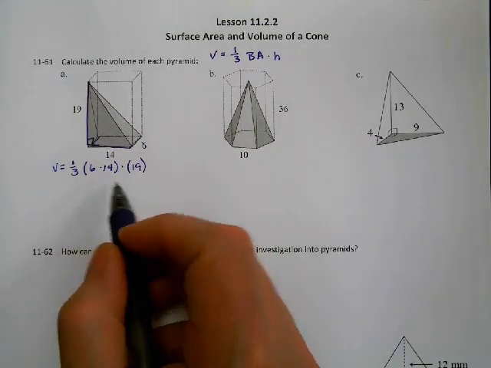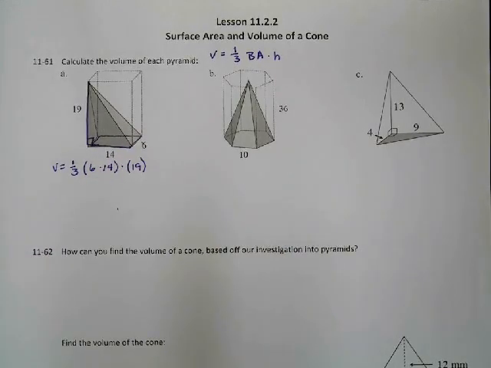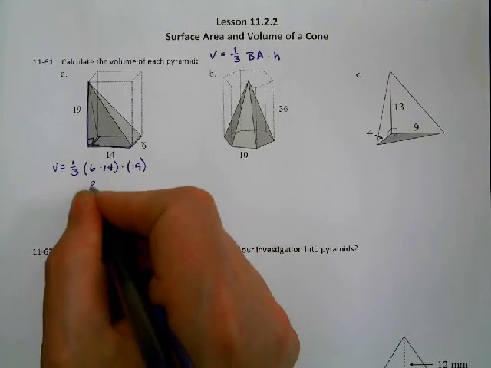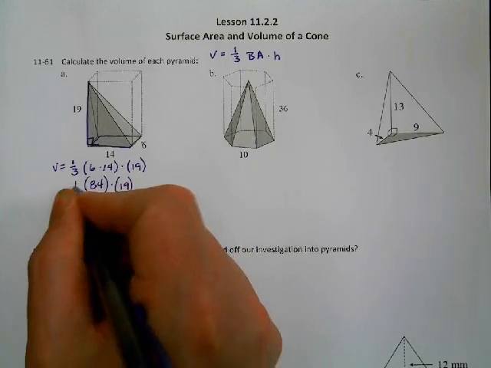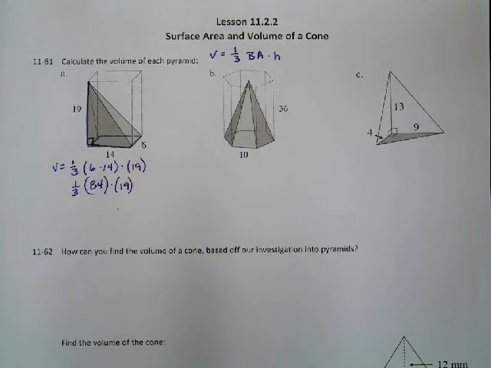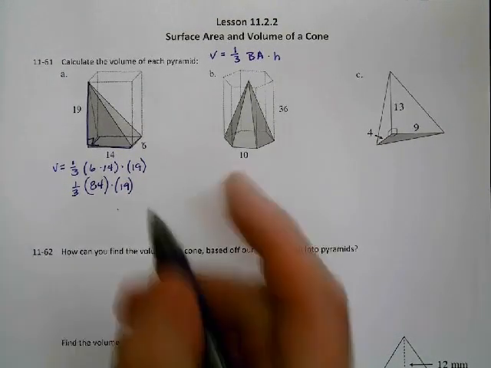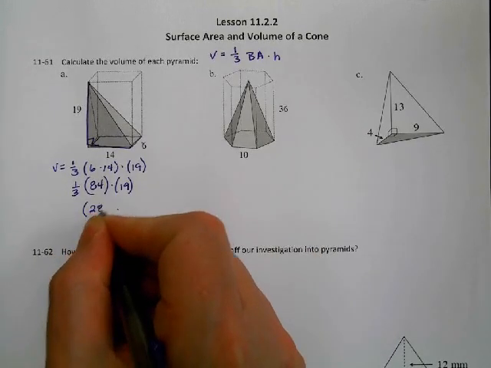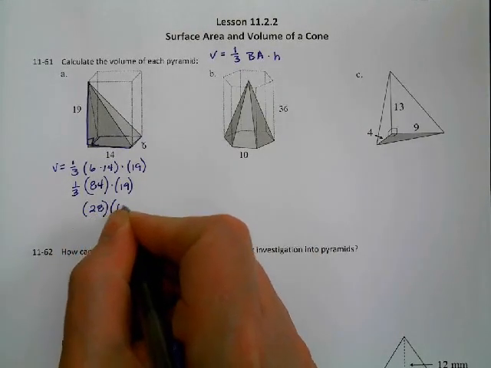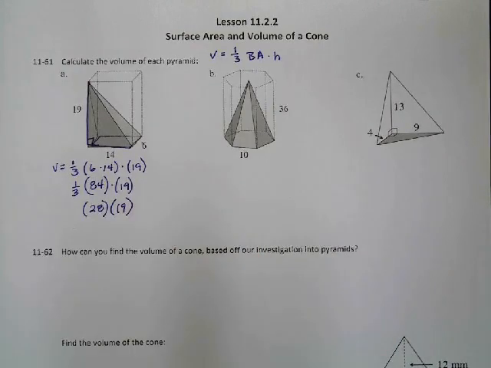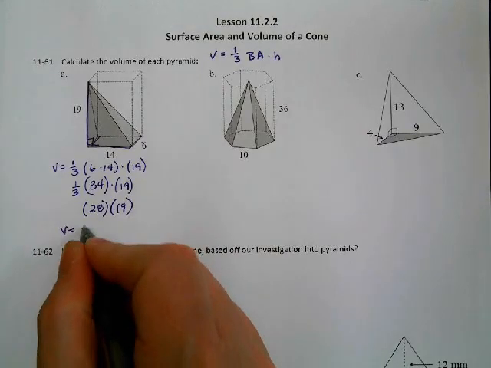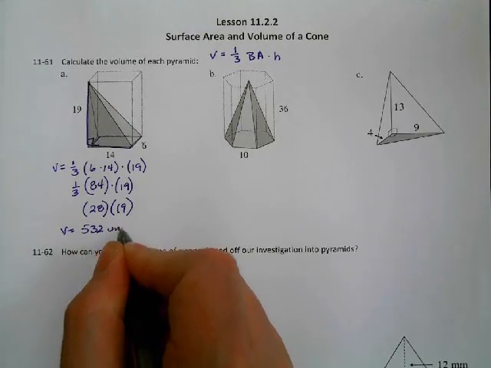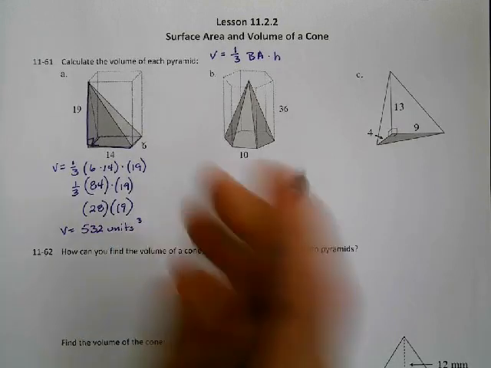Let's see, 1/3, I think that gets you 28. So 6 times 14 is 84. And then 1/3 of 84 is 28, like I thought. And 28 times 19 ends up being a volume of 532 units cubed.